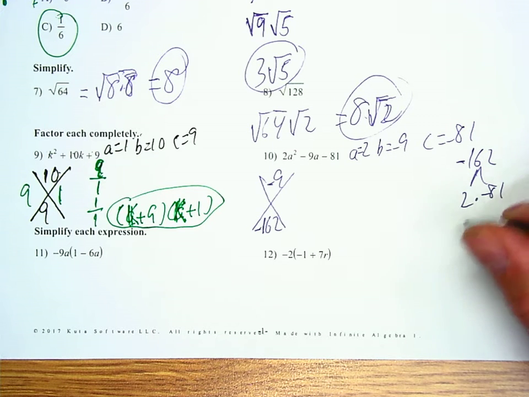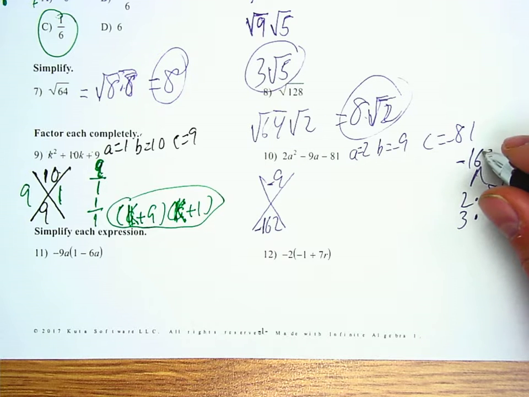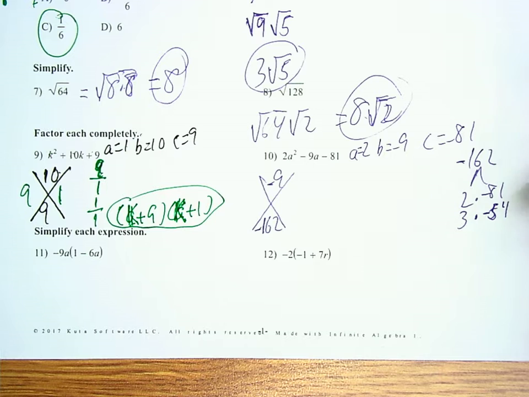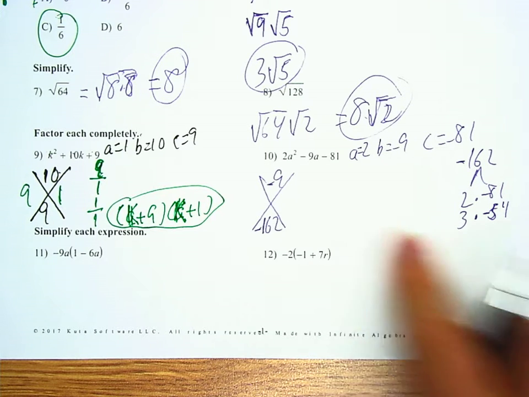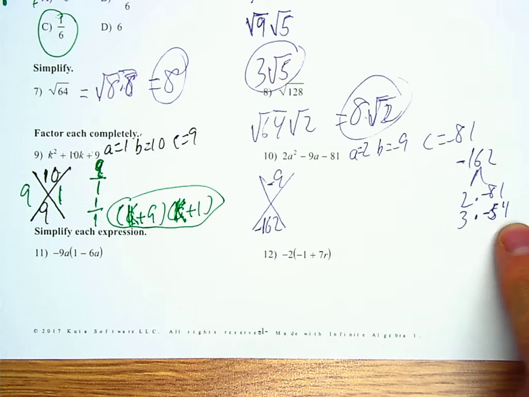So the next factor that could possibly go in is 3, because 3 is 1 bigger than 2. Does 3 go in? Yes. 3 times 54, because 50 times 3 is 150, and then 4 times 3 is 12. So does 54 and 3 make negative 9? No, because they are going to be making negative 51 when they subtract.